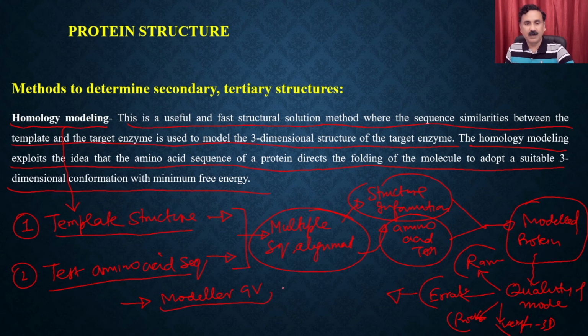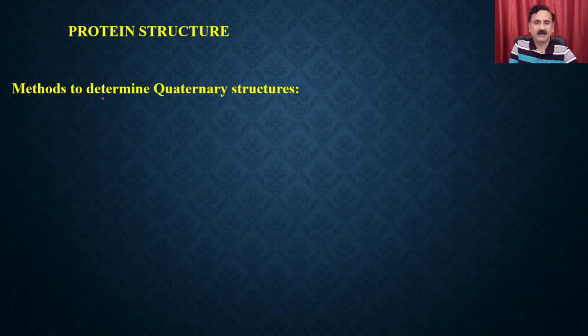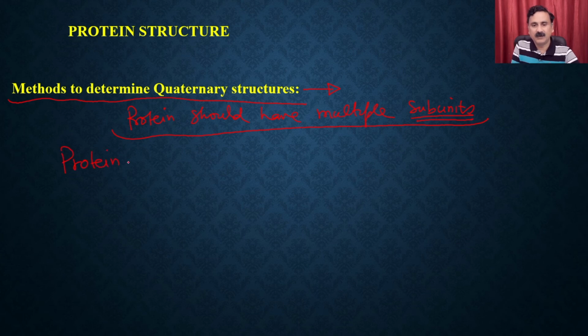So now let's move on to the methods to determine the quaternary structures. You know that the condition for the quaternary structure is that the protein should have multiple subunits, right? So if the protein has multiple subunits, only then can you determine the quaternary structure. So how can we know that the protein has multiple subunits? You can calculate the protein's molecular weight under two conditions: under the native conditions, or under the denaturing conditions.